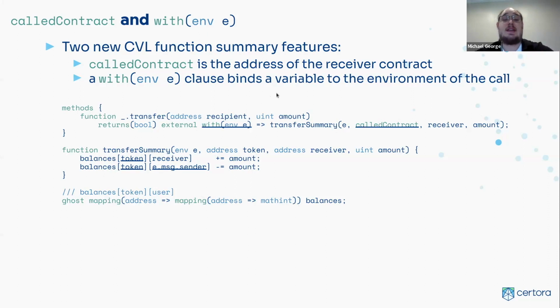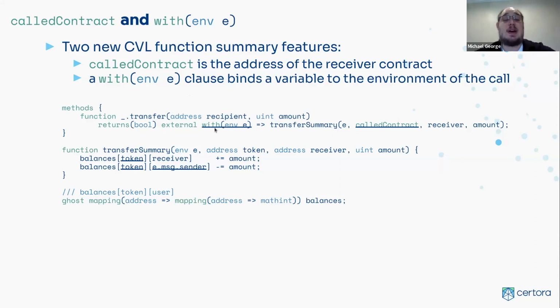And the other thing that is useful, if I'm calling transfer, and if somebody calls transfer, what should happen? Well, transfer moves tokens from the caller's account to the recipient's account. Well, who's the caller of transfer? Well, that's encoded in the message sender of the environment, right? And previously, there was no way to get that information in your summarization, but now there is. And that feature is the withENV clause.